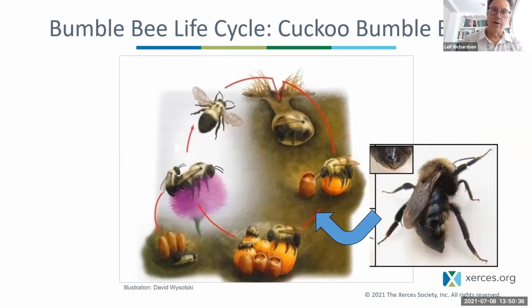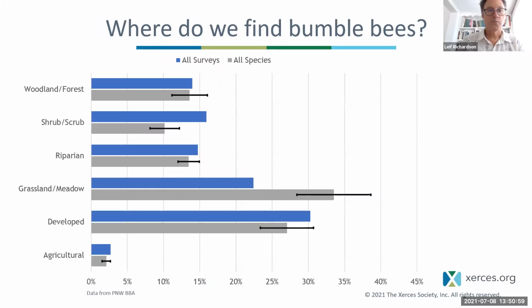Sorry, and you may be aware of Bombus suckleyi, or Suckley's bumblebee. It's a species of conservation concern throughout the West. Its extreme southern range margin on the West Coast is Northern California and Southern Oregon. So same geographic area we're talking about today. That is a cuckoo bumblebee, Bombus suckleyi. So that gives you a little bit of a sense of one of the players here.